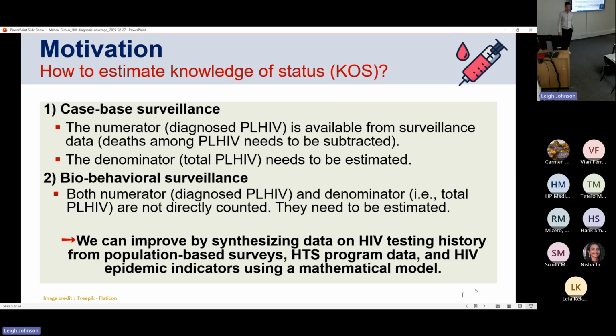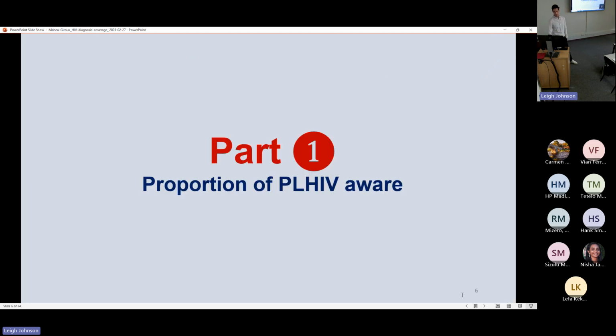And back in 2017, we had the idea with Oder that we can improve current estimates of knowledge of status by triangulating information from population-based surveys, such as the DHS, the Demographic and Health Surveys, the population-based HIV impact assessment, etc., and also the program data on HIV testing services. So the number of overall tests that are being administered, the numbers that are positive, as well as epidemic indicators for incidence, mortality, etc.